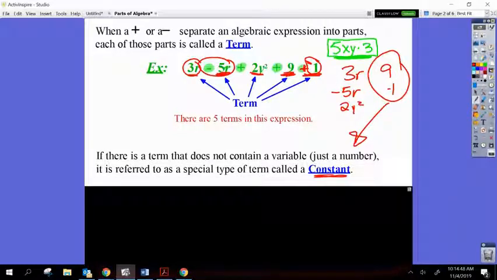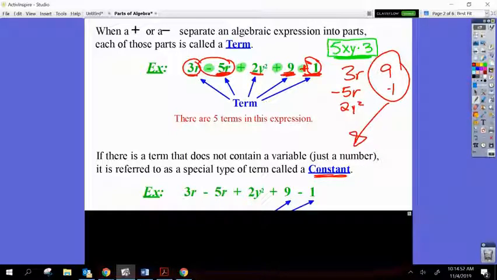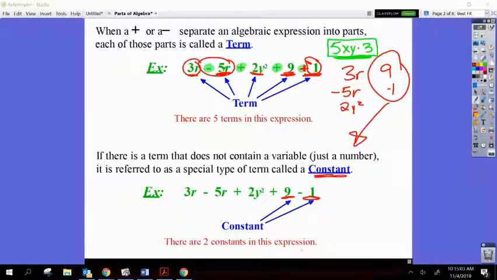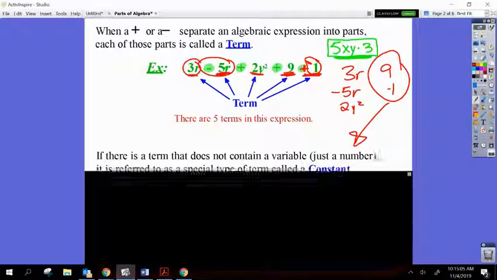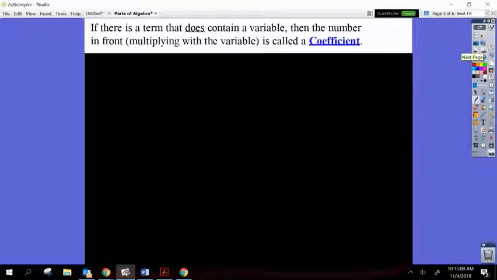Just like in science class, they're called constants because they're constantly the same number. There's no variable around them to change them. It's just the number -1 and the number 9. So those are constants. There are 2 constants in this expression. There are plenty of variables, but 2 constants. Constants are their own terms. They don't multiply with a variable.